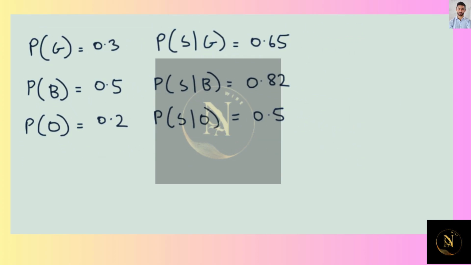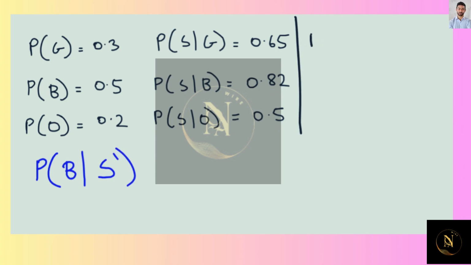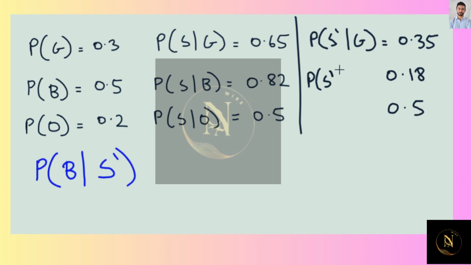A child is selected at random. We know they were not in the first game. What's the probability they have blue eyes? So we want the probability of blue eyes given they were not selected. So put a prime there. Okay, so I'm going to do another column here: not selected given each colour. 0.35, 0.18, and 0.5. Because if they weren't selected, they were not selected.